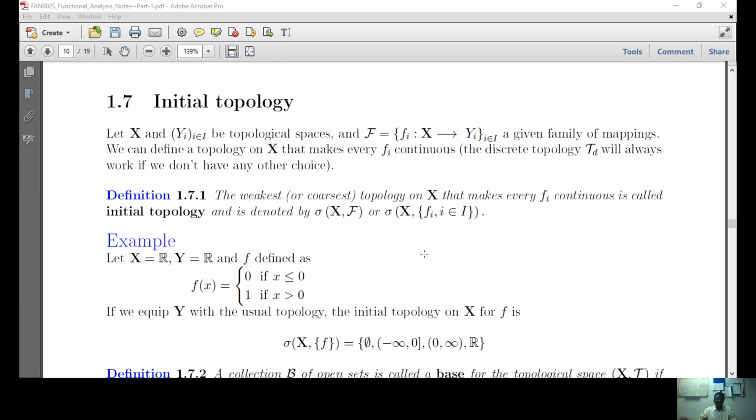That is the smallest topology that makes this family of mappings continuous, called the initial topology. And that's exactly the same topology we'll be using later on when we talk about weak convergence, weak topology. Because you can see here it's the weakest. So later on, when we're talking about the weak topology of a Banach space, we'll be referring to this initial topology.